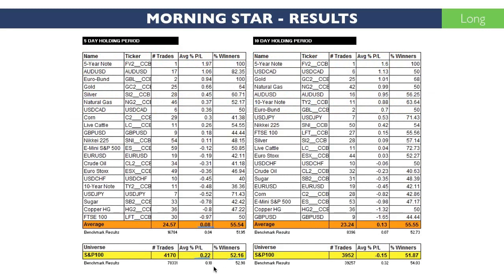Finally, with a 10-day hold, the pattern saw an average gain of 0.13% across our 21 markets, but it lost money in stocks. So the Morningstar pattern has given us some mixed results. Overall, the pattern is not very consistent, and there's no evidence here that it's a profitable signal. Next, we'll look at the evening star.